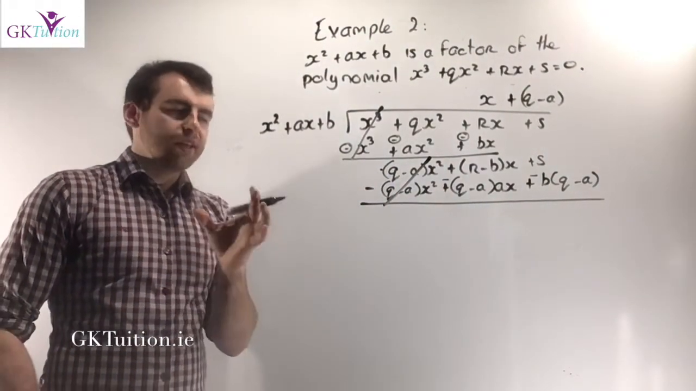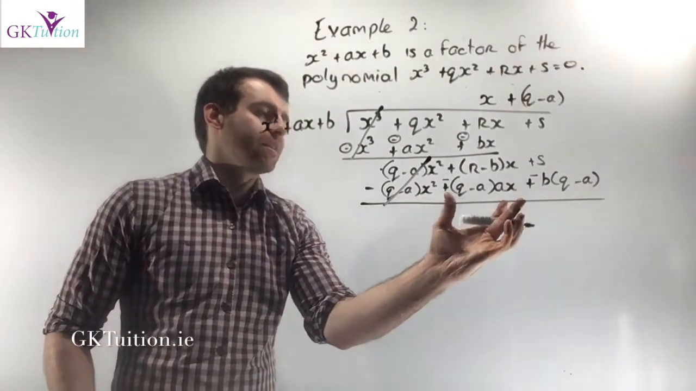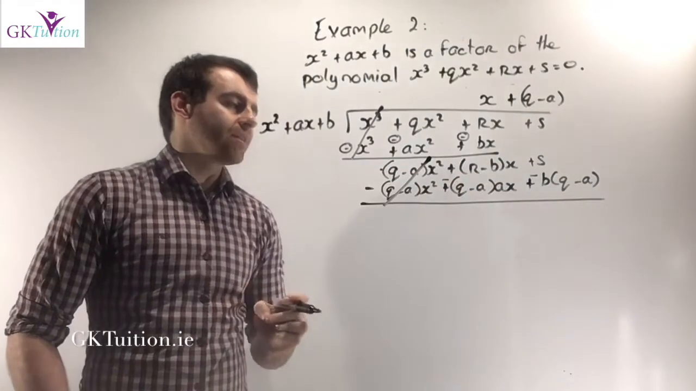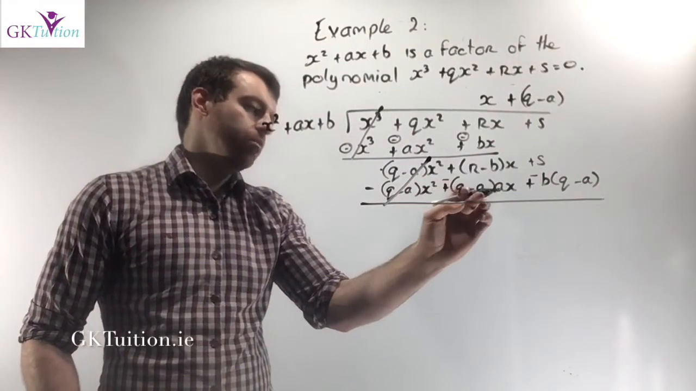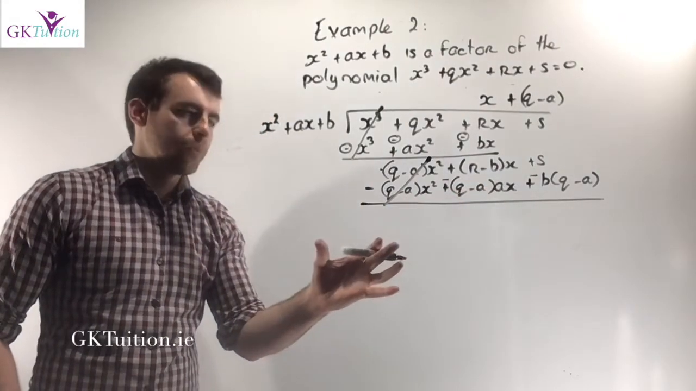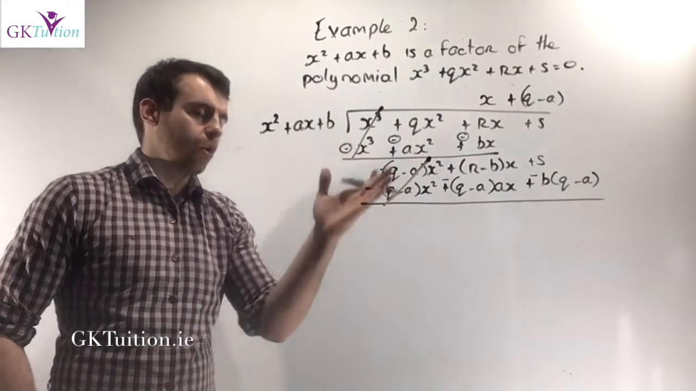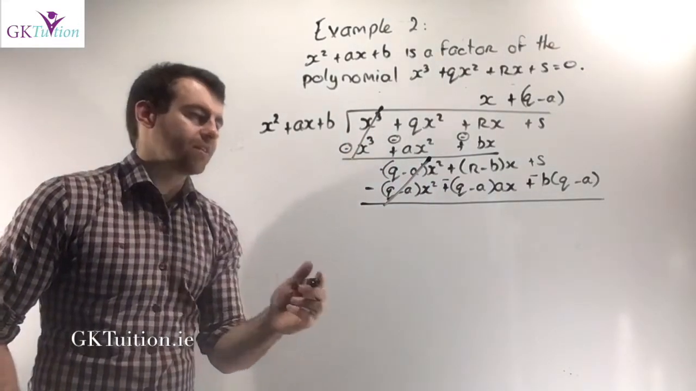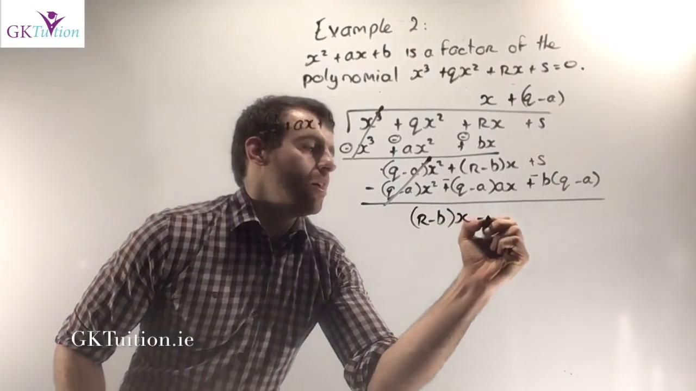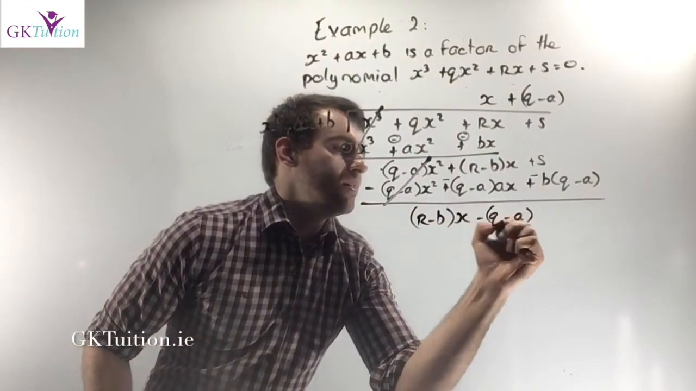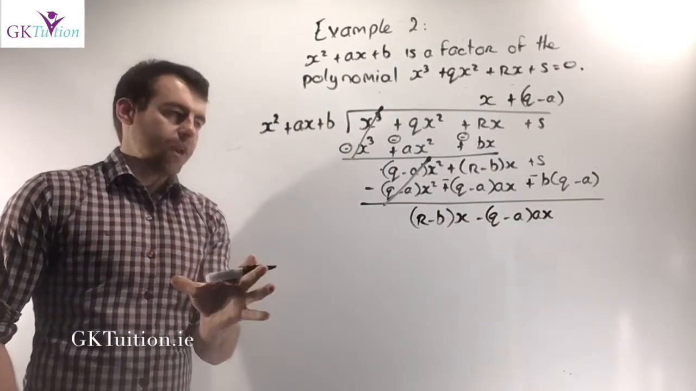Now we're only going to look at the x's. I'm only concerned now with the x's. I have minus b times x on the top, and I have minus q minus a times ax on the bottom. I don't care about the rest of it. I'm only concerned with the terms that have an x in it. So I'm going to get minus b times x minus q minus a times ax. We're going to view that as our first remainder.